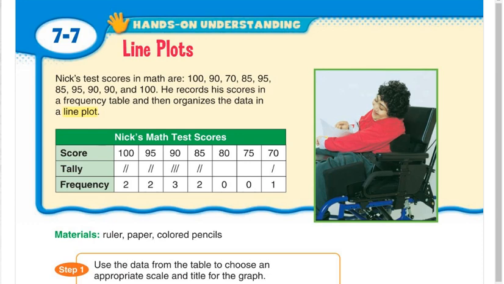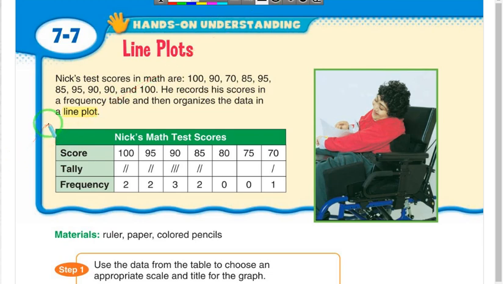Here we have Nex's test scores in math: 100, 90, 70, 85, 95, and so on until we reach 100. He records his scores in a frequency table. So this one here is called a frequency table.